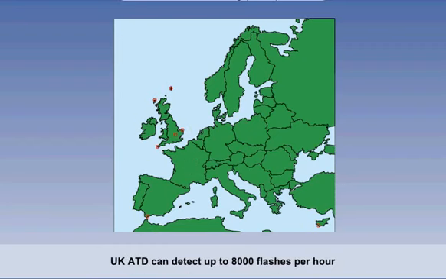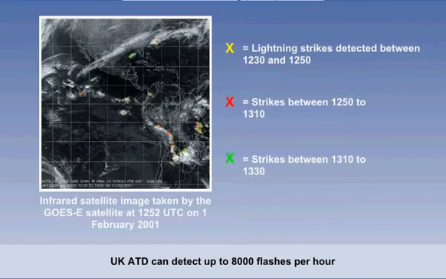The ATD system used by the Met Office in the UK is fully automated, and recent developments mean that lightning can be located at a rate of 8,000 flashes per hour and to a much higher degree of accuracy than ever before. This is a satellite picture of South America with the ATD lightning data overlaid. Even halfway round the world, the system is accurate to within a few kilometers.